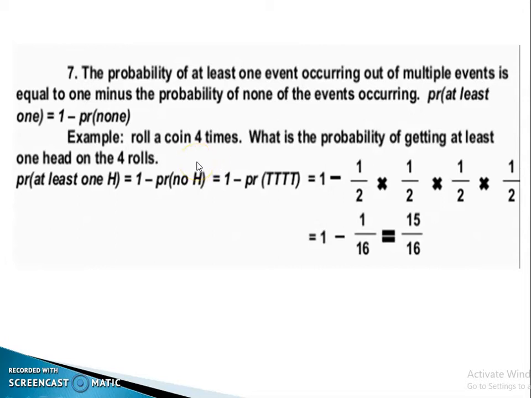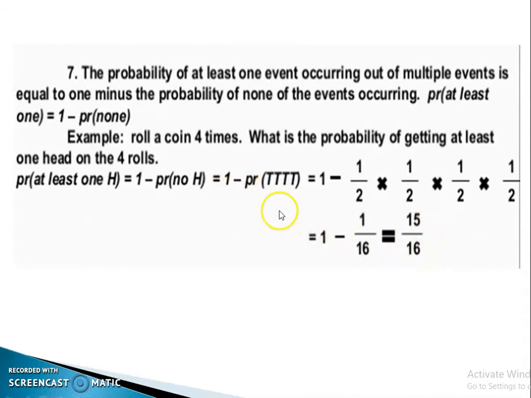So probability of getting at least one head is equal to 1 minus probability of no head. No head means all tails. Probability of tails on 4 tosses is equal to 1 by 16. So 1 minus 1 by 16 is equal to 15 by 16.